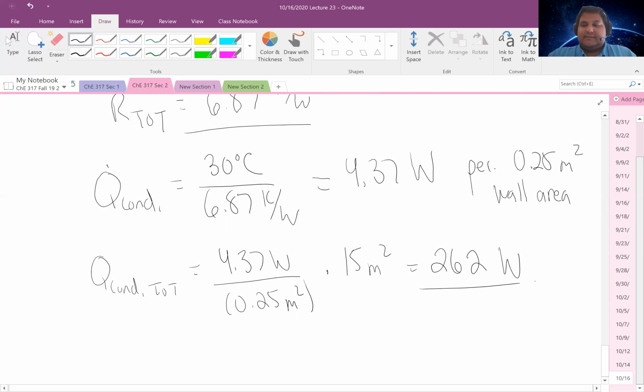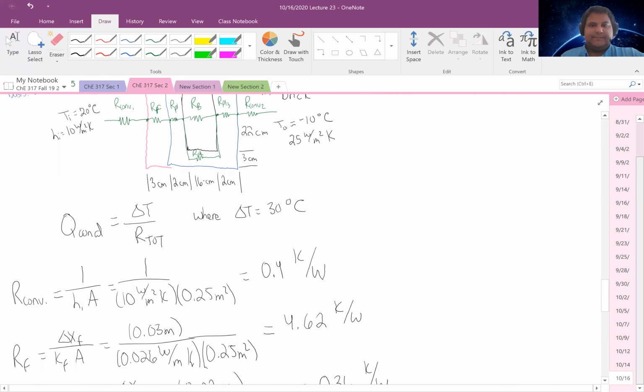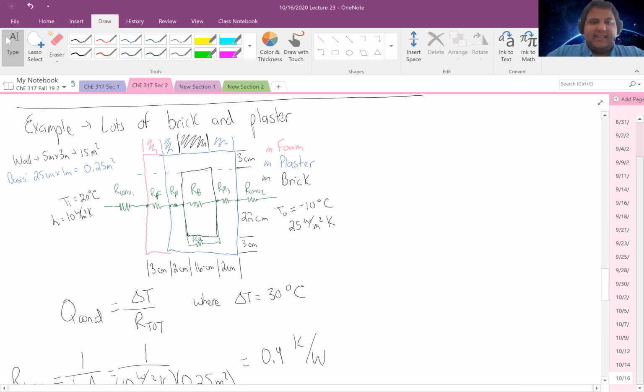So any questions on that problem? Where did you get the area for the P2? For the plaster, you got 0.03. Because of the thicknesses here in each of these layers. So if I'm looking at just this 25 centimeter section, I have 22 centimeters of brick and 3 centimeters of plaster.